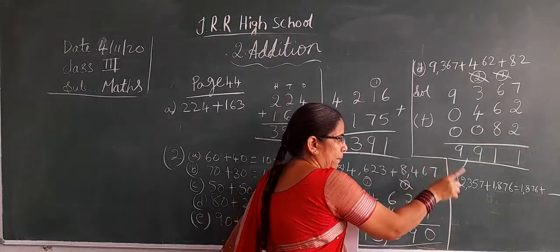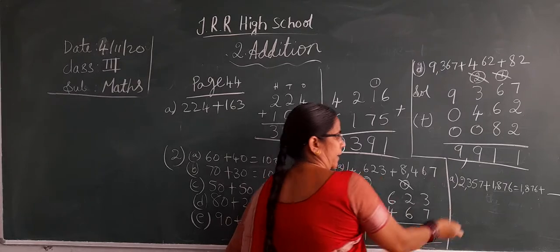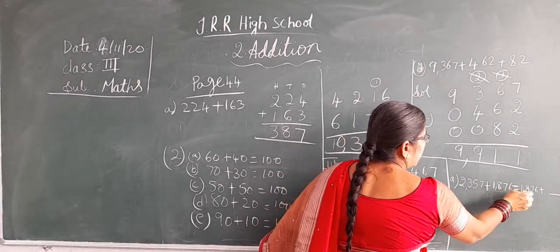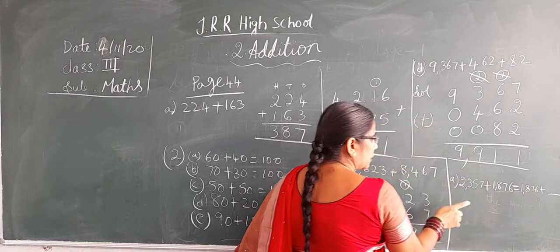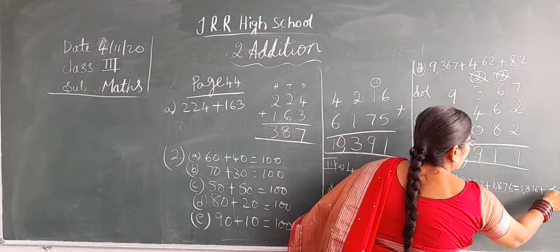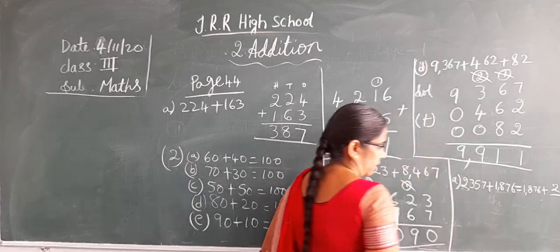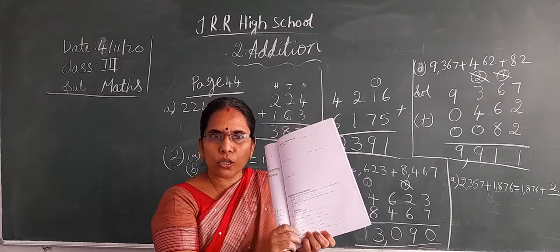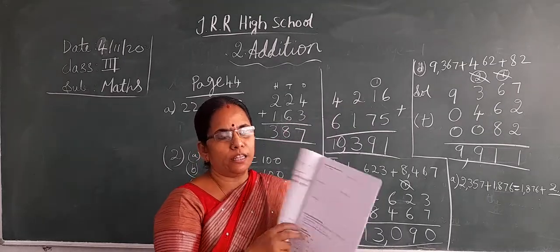Here whichever number is not there, that number you must write. Here 1876 is there, after the equal sign this number is there. So which number is not there? This number. So write here 2357. Okay, like that all the fill in the blanks I gave you. Go through it and answer all the fill in the blanks.